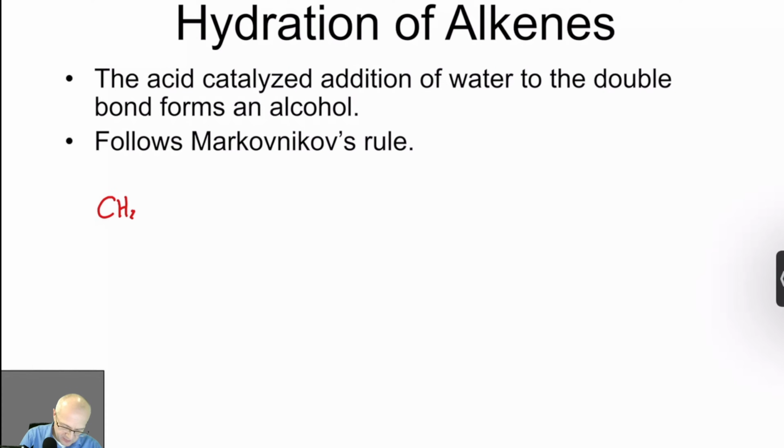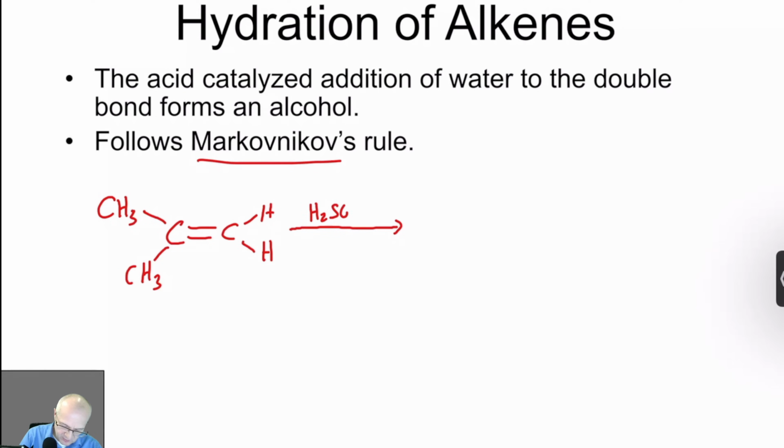So let's just say we have something like this. Now, we're going to form carbocations here because we're using an acid. So therefore, Markovnikov's rules are going to apply. So let's just say we are in sulfuric acid and water. So dilute sulfuric acid, so maybe 5% or 2% sulfuric acid. So that's going to give us some hydronium.